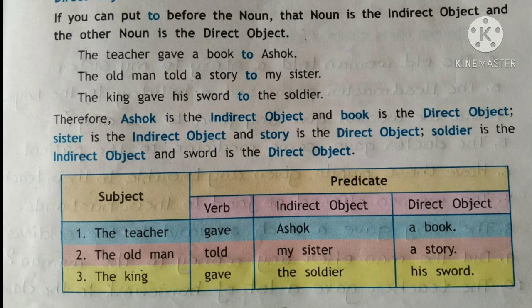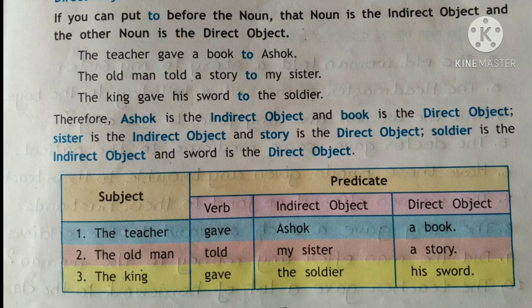First sentence, the teacher gave. Gave is your verb. Gave whom? Ashok. So Ashok is your indirect object. Gave what? A book. So a book will be your direct object.